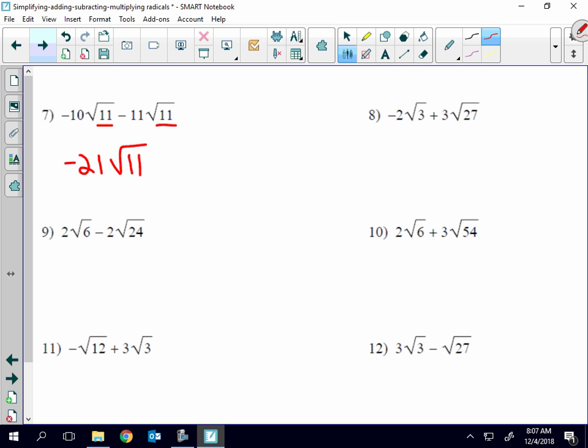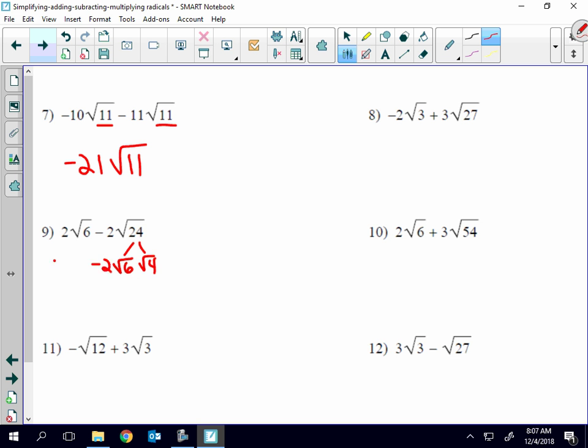So the radicands, sometimes they can be simplified. So let's simplify this radical 24. So think of perfect square factors. I have, let's see, 6 and 4, I believe. I'm going to rewrite this as a 6 and a 4. And of course there's a negative 2 out front.